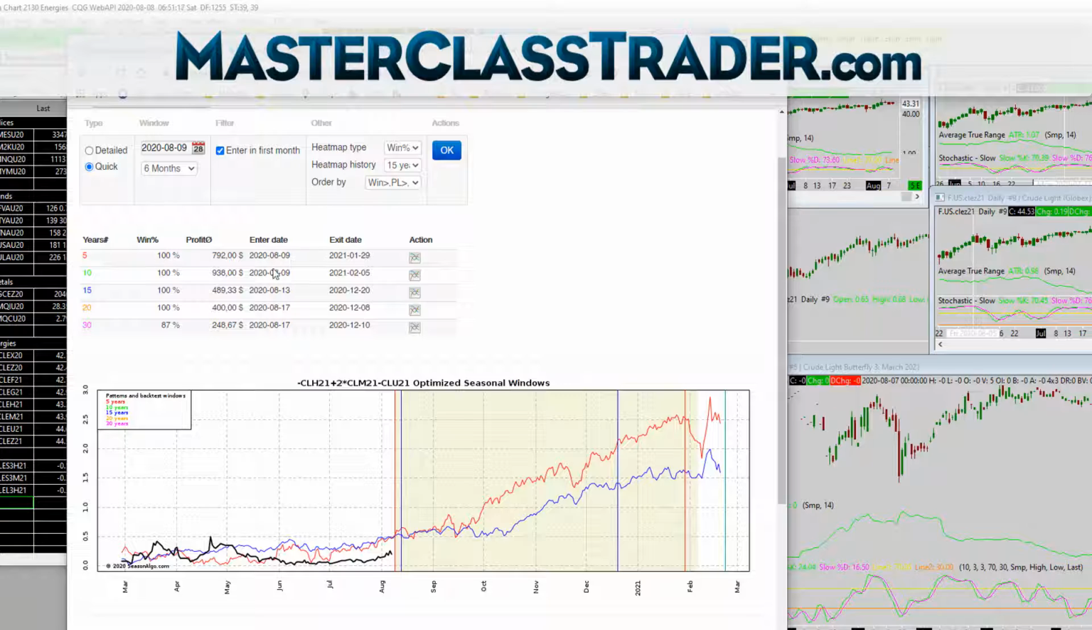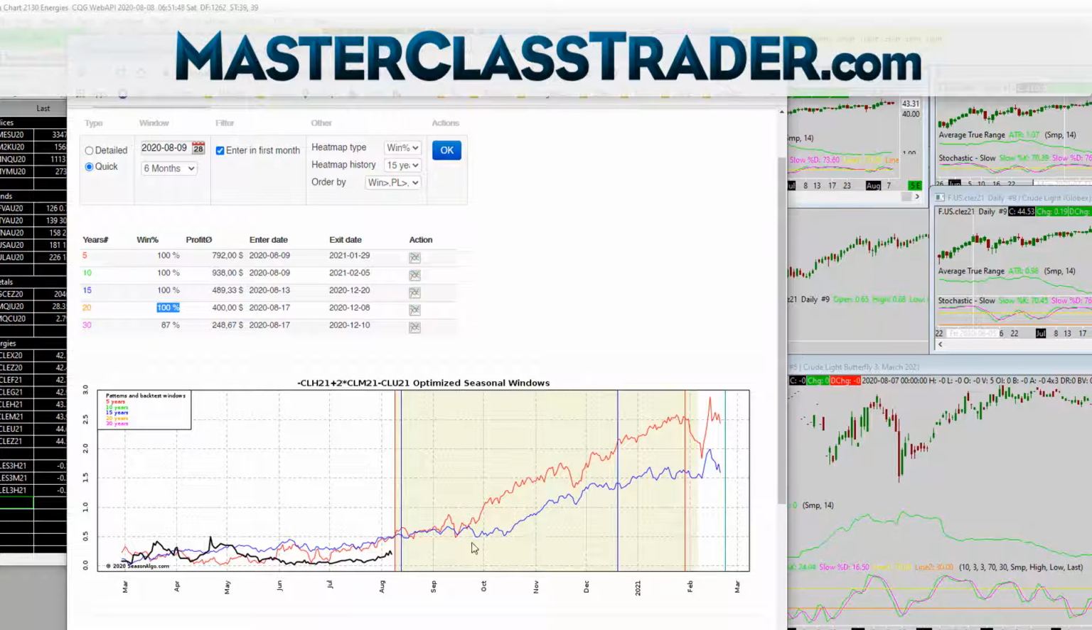If we enter this trade roughly in early to mid-August, this trade in the last 5 years has been 5 out of 5 winners. In the last 10 years, 10 out of 10 winners. In the last 15 years, 15 out of 15 winners. In the last 20, 20 out of 20 winners. Now that's a pretty good trade. Again, it's curve fitted, right? But calm down. We'll get into that.